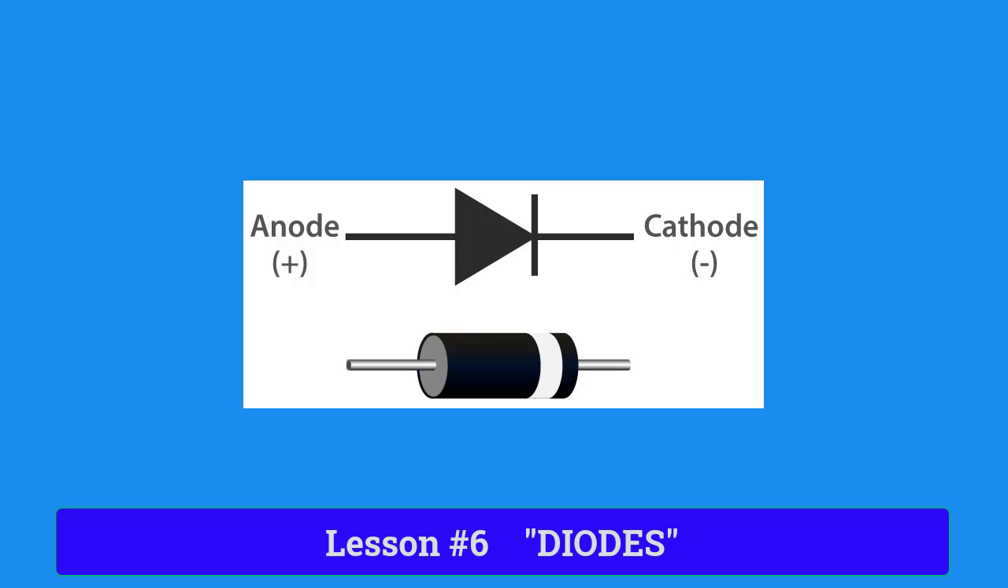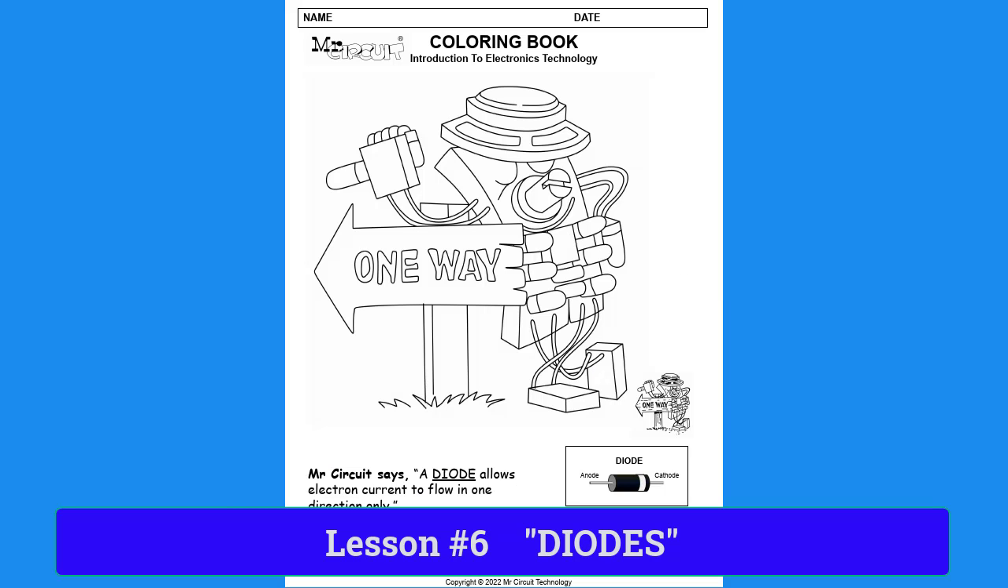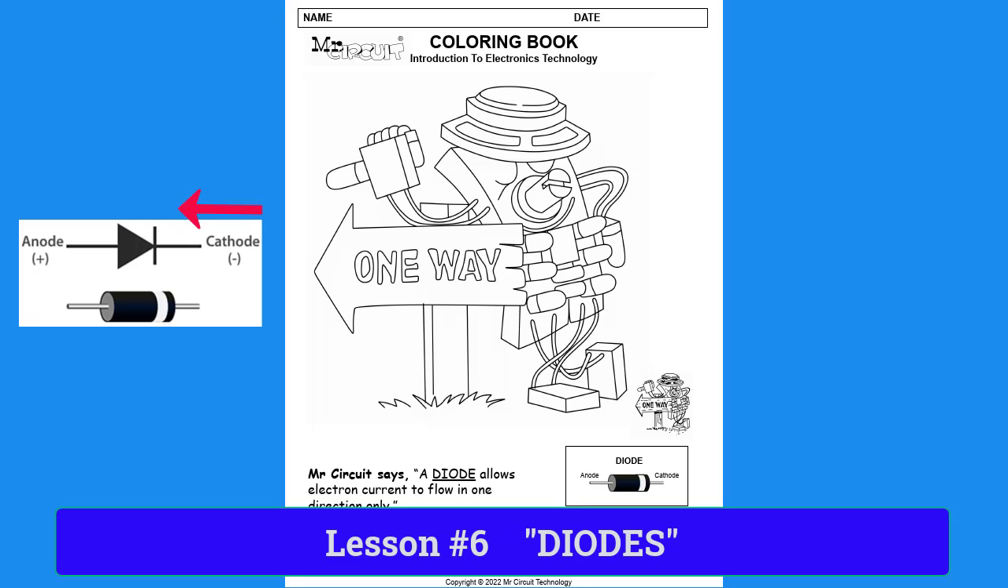On page 6, you see that the Mr. Circuit robot is pointing one way with its thumb. It is not hitchhiking. The artist is depicting the fact that a diode allows current to flow easily through it in one direction only. Electric current in a diode enters through the cathode side and comes out the anode side.